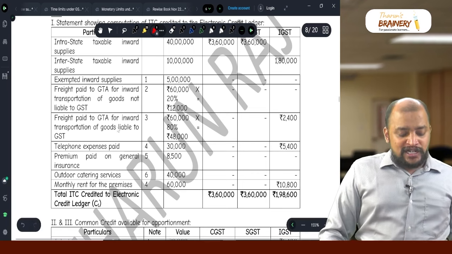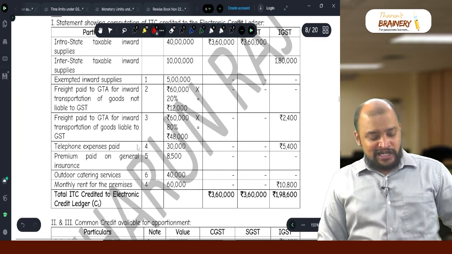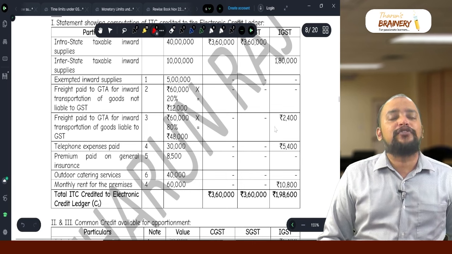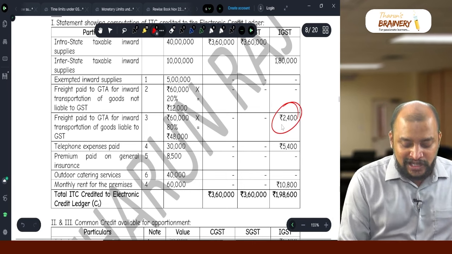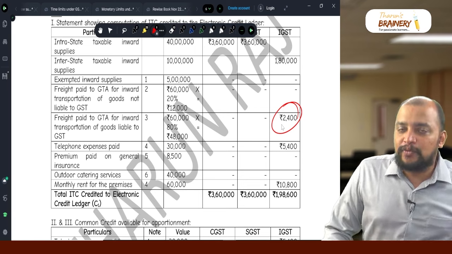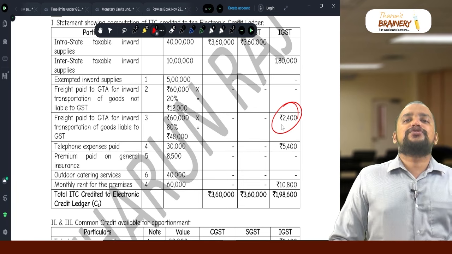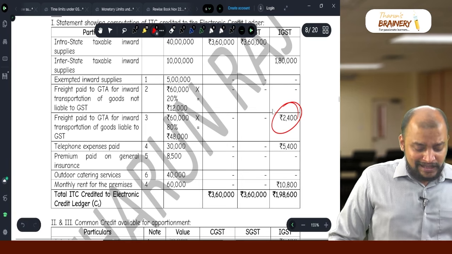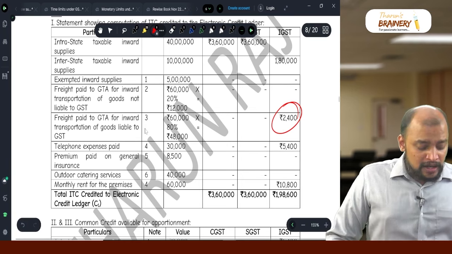Then freight paid to GTA for inward transportation of goods liable to GST, 60,000 into 80%, 48,000, on that 2,400 is the GST paid. I put it under IGST. And we can take the full credit. It's not a common credit. Why is it not a common credit? Because it is used only for dutiable goods. Clearly it is given in the question itself, that is goods liable for GST.